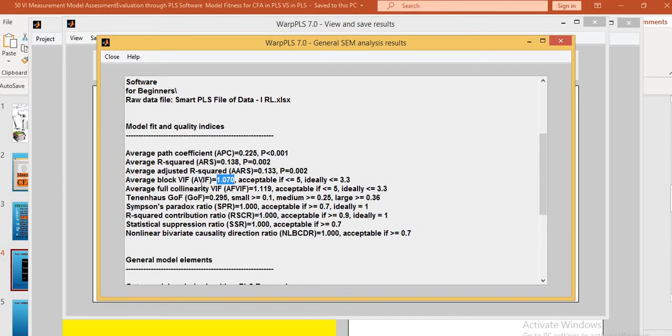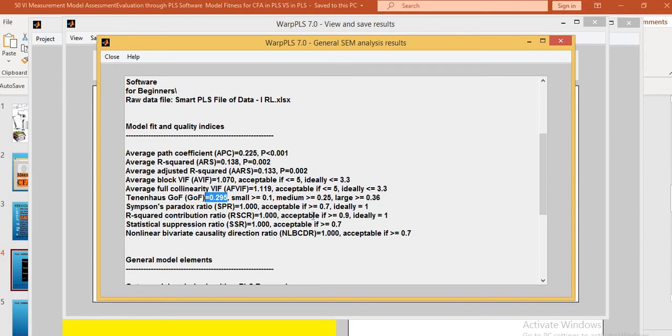And similar is the case with the average full collinearity. Ideally its value should be below 3.3, and in my case the actual value is 1.119. And then there is the GOF. GOF is small if it is above or equal to 0.1, medium if it is above or equal to 0.25, and large if it is above or equal to 0.36. So ideally it should be at the medium or at the large level. In my case it is 0.295 and it is acceptable.